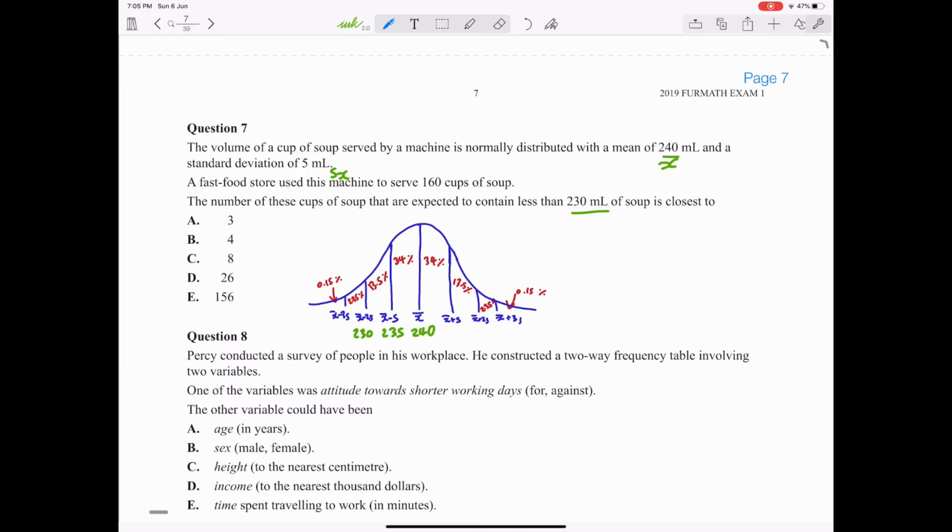Now we need to find the number of cups of soup that are expected to contain less than 230 milliliters. So we know that 2.5% of the cups, as shown in the normal distribution over here, will be less than 230 milliliters. So we do 2.5 on 100 times 160 cups of soup, because the fast food store used the machine to serve 160 cups of soup. Put that on your calculator, you'll get 4. So therefore B is the correct answer.